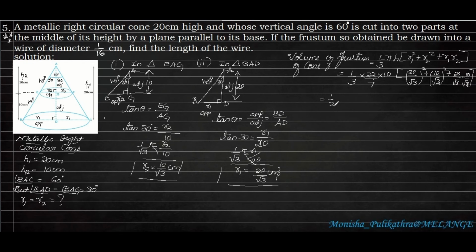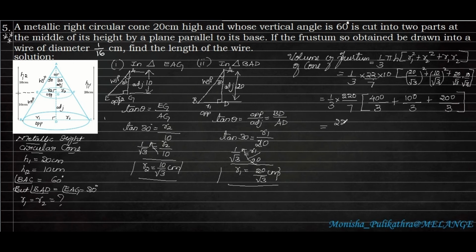So next, 1 by 3 into, so 22 into 10 is 220 by 7. Next, 20 by root 3: 20 square is 400, divided by root 3 square, the square and root cancel, so 3 will remain. Here 10 square is 100 by 3, plus 20 into 10 is 200 by root 3 into root 3, the square and root cancel, so 3 will remain.